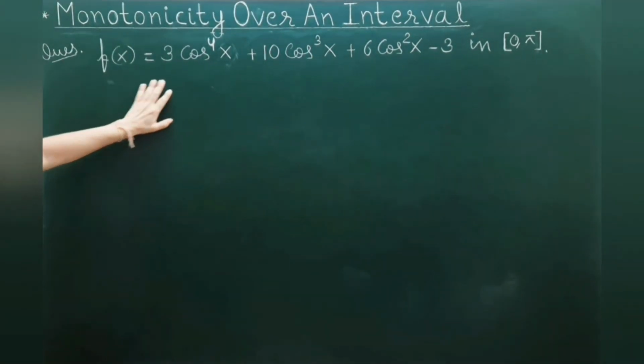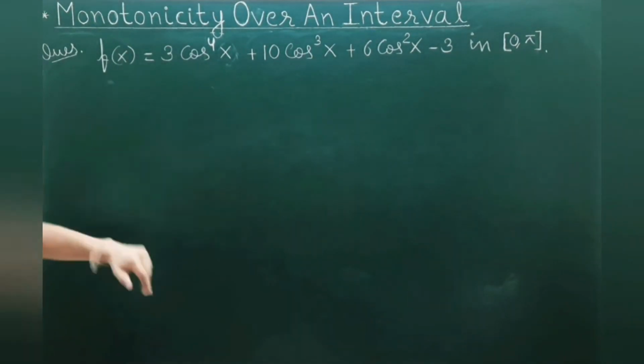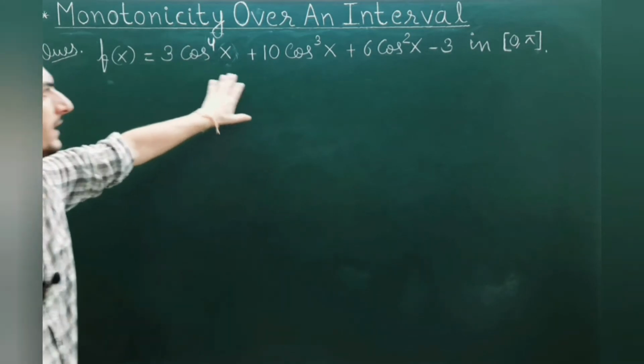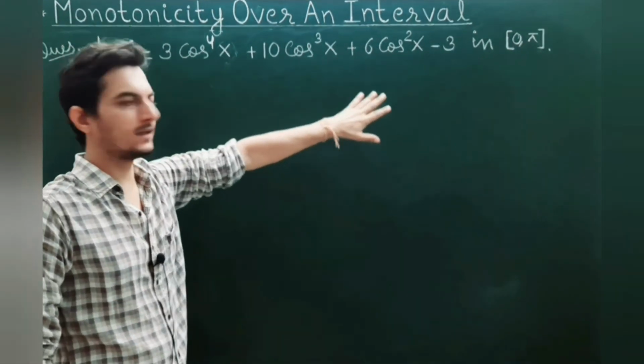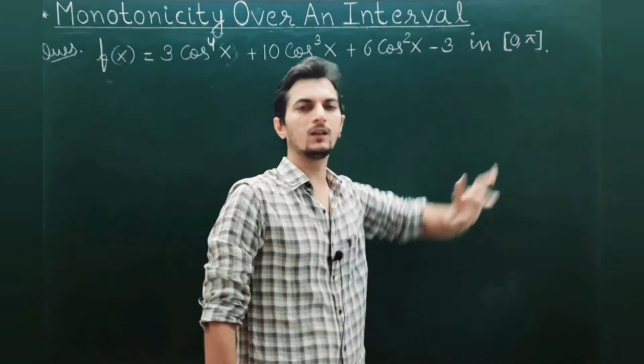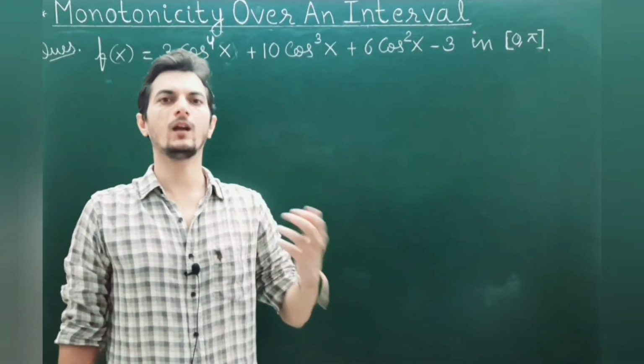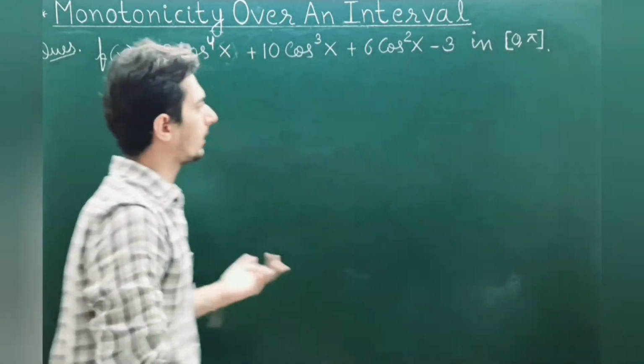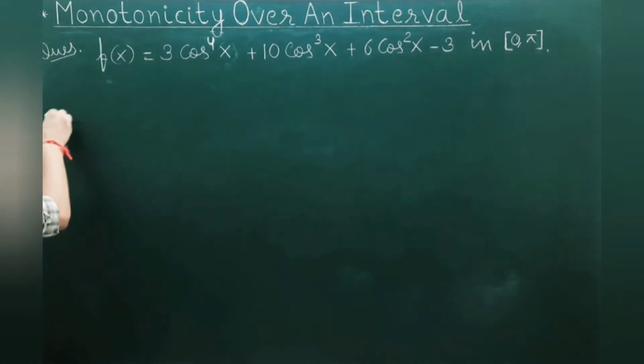Okay, the second question here is, we are given a trigonometric function f(x) as 3 cos to the power 4x plus 10 cos cube x plus 6 cos square x minus 3, and you need to look in the interval 0 to pi where the function is increasing and where it is showing decreasing behavior. Okay, and that is going to be found only by the derivative. So let's differentiate it.